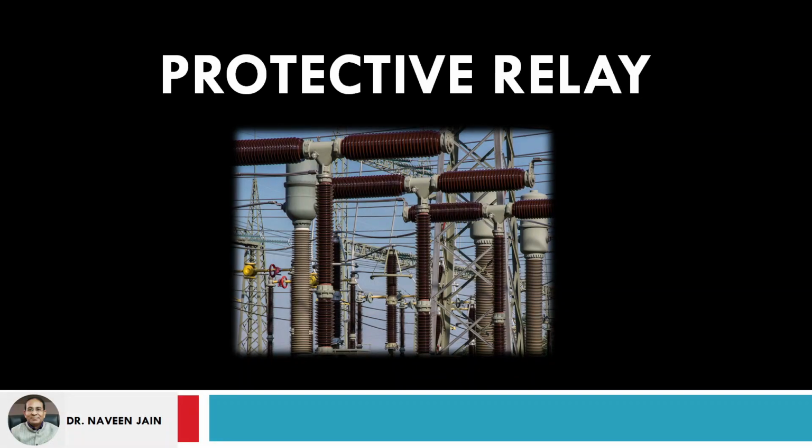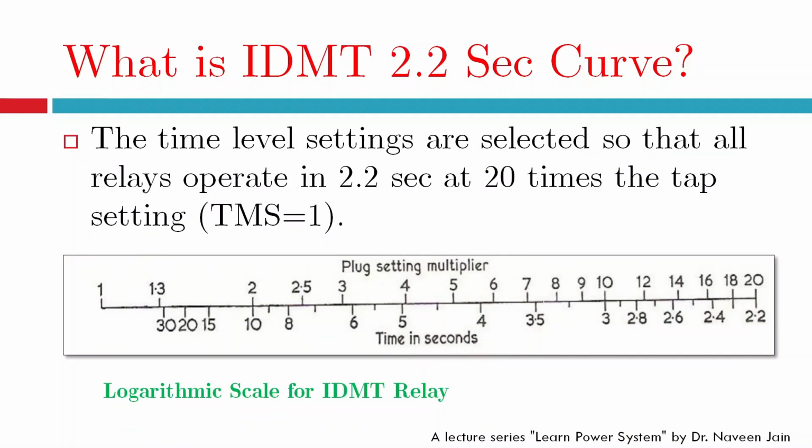Hello everyone. Today we are going to discuss what is IDMT 2.2 second characteristic, plug setting multiplier, and time multiplier setting. For example, the time level settings are selected so that all relays operate in 2.2 seconds at 20 times the tap setting. It is important to note the scale is given for time multiplier setting, that is 1.